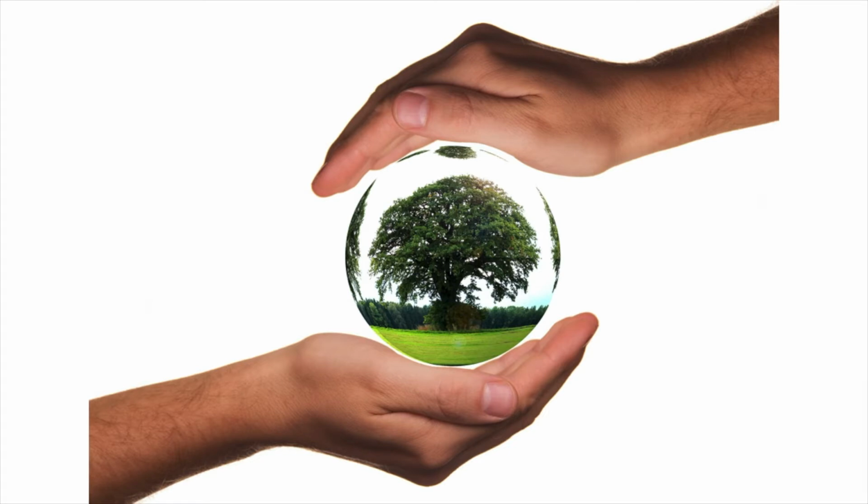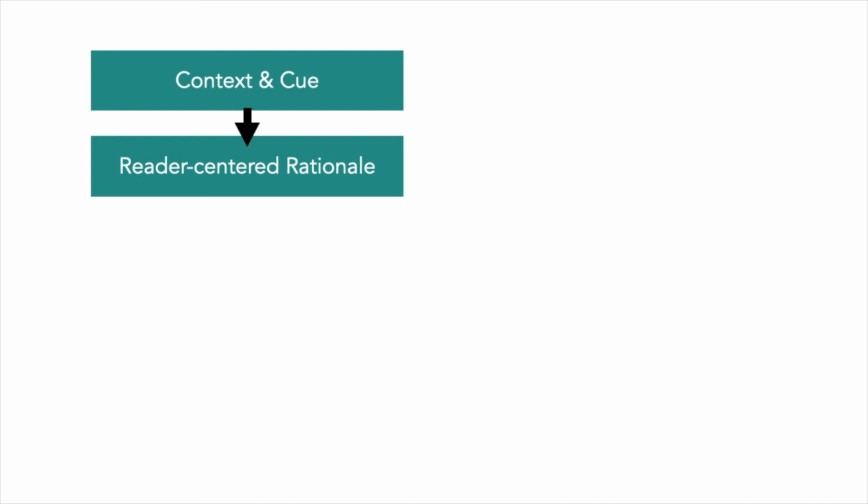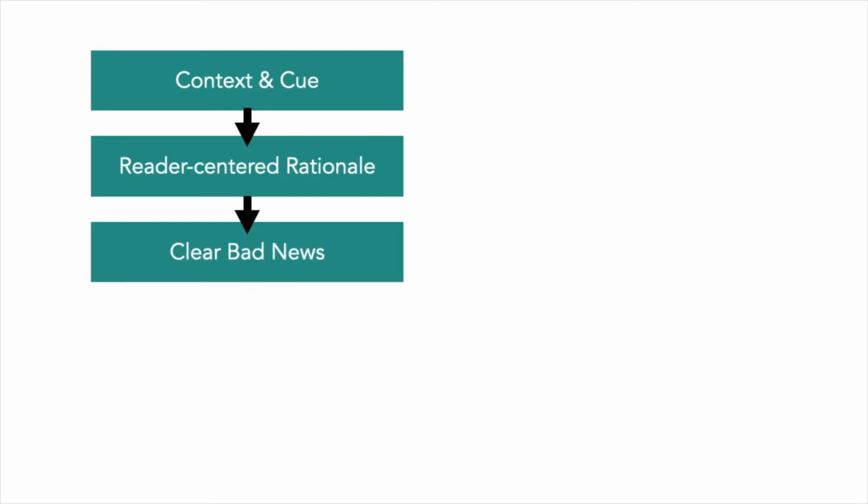So here's how the formula works. I'll walk you through the basic elements and then give you a really quick, very simple example. You start by laying a foundation, a little bit of context that gives a cue or a clue that something unusual is coming, so you're not just dropping a bombshell. And then you provide good reasons for the bad news that's coming. It's really critical that you provide this rationale up front before you give the bad news, and that you present it in a way that's personally meaningful to your audience. That's why I say it's a reader-centered rationale.